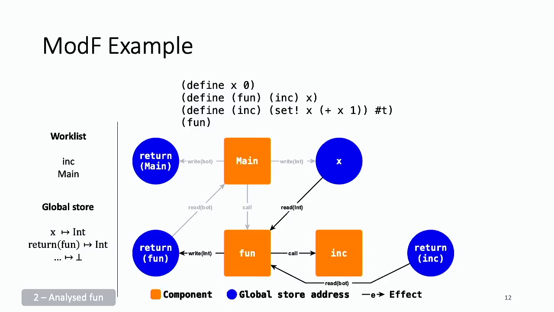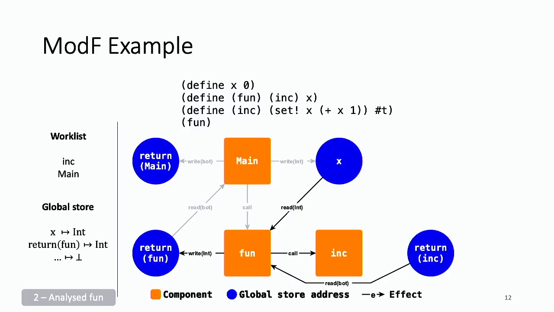When we read this value, we generate a read effect. And this read effect actually indicates a dependency on this value. So we say that fun is now dependent on the return value of ink, similarly as main is dependent on the return value of fun.